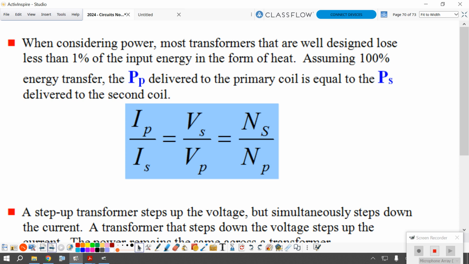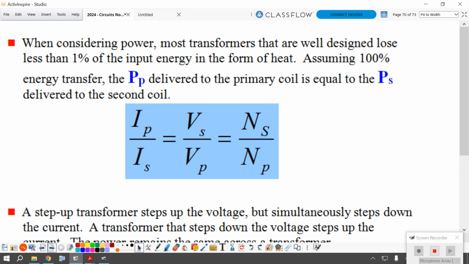But let's just say it's a step-up transformer. If the voltage is going up, what has to change? As we step up the voltage, the current is going to drop, or vice versa. If we drop the voltage, then the current is going to go up. So the power itself remains the same.